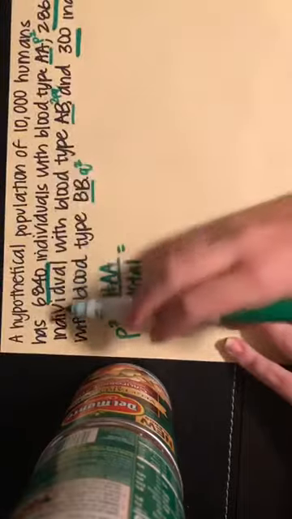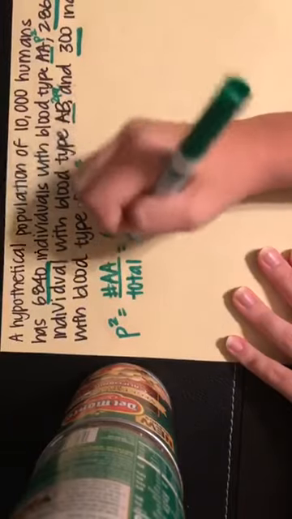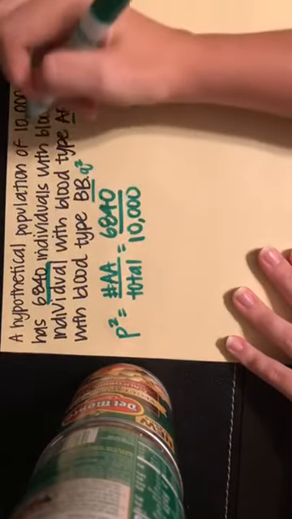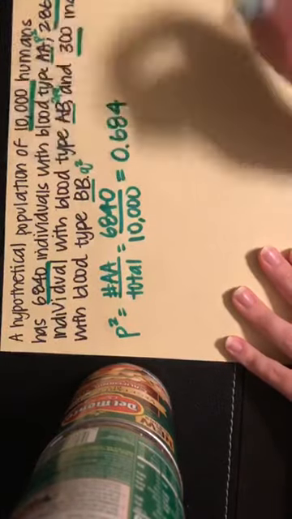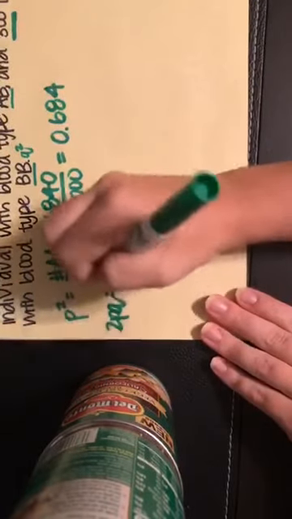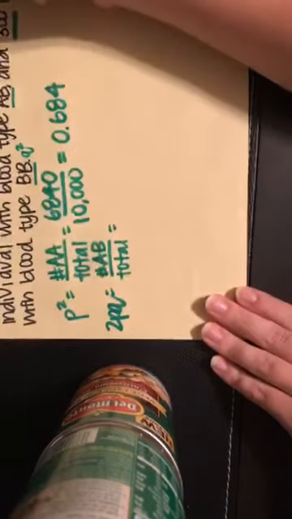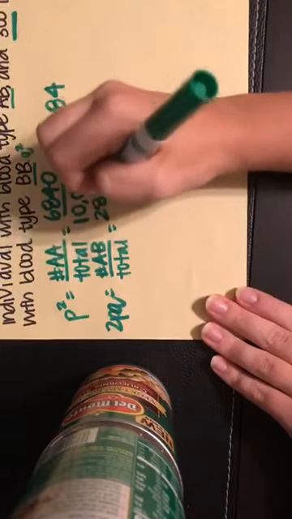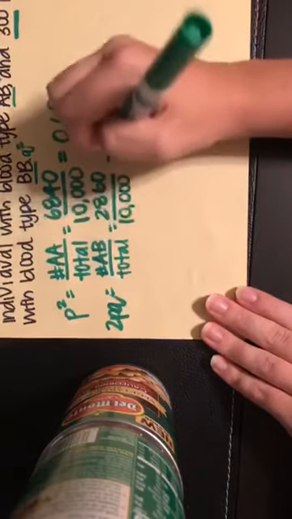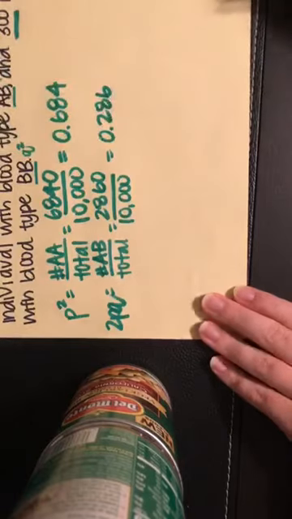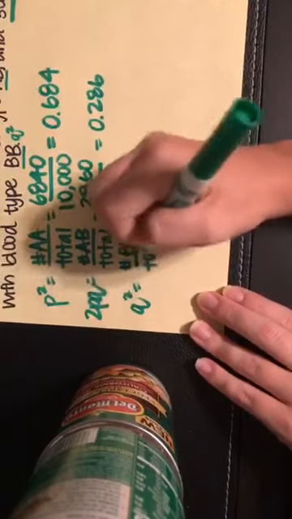If I look at the question, it tells me that there's 6,840 individuals that are AA. So I have to sub that in, 6,840, and I divide by 10,000 individuals because there are 10,000 individuals in total. And that is going to give me 0.684. If I wanted to find my 2pq, you're going to do the number of individuals that are AB divided by my total. That told me that there was 2,860, divided by 10,000, giving me 0.286.